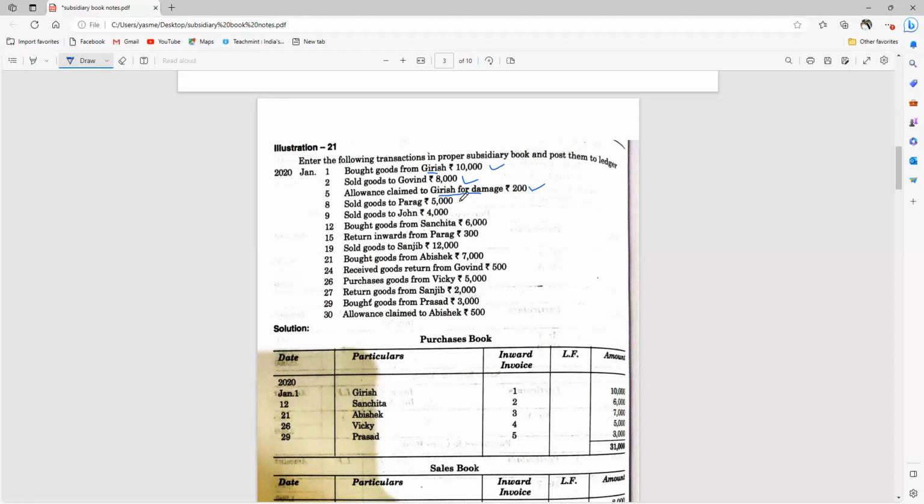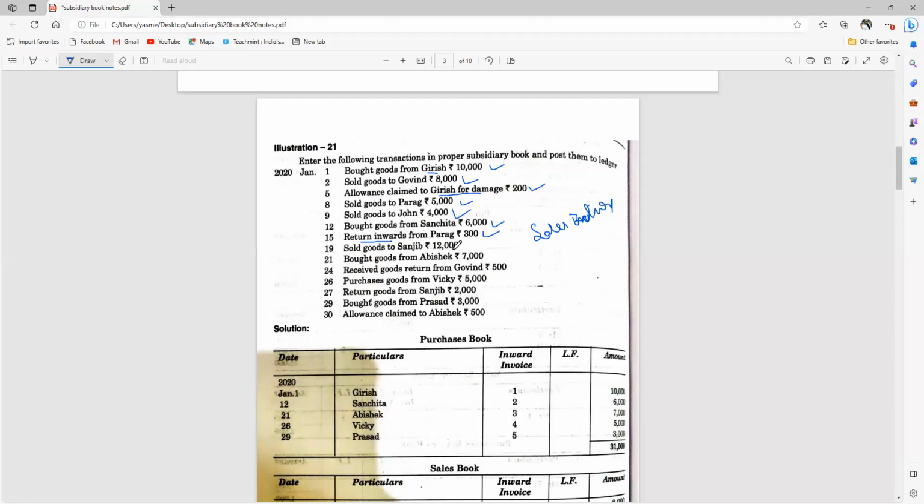Okay, next, goods sold to Parag, sales book. Goods sold to John, sales book. Bought goods from Sachita, purchase book. Return inward from Parag, return inward. Inward means what we had sold is coming back to us. Return inward means sales return. Return outward means purchase return. Okay, return outwards means purchase return.